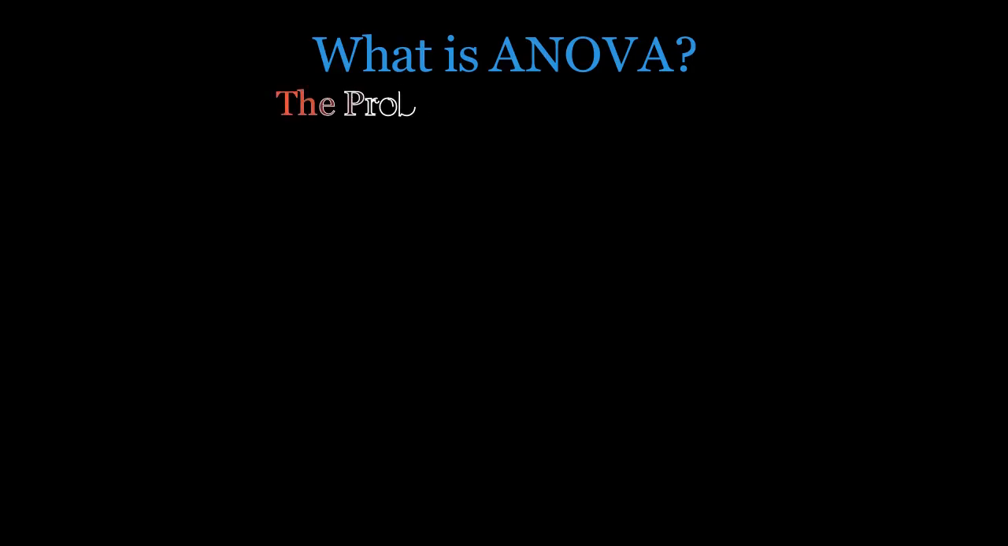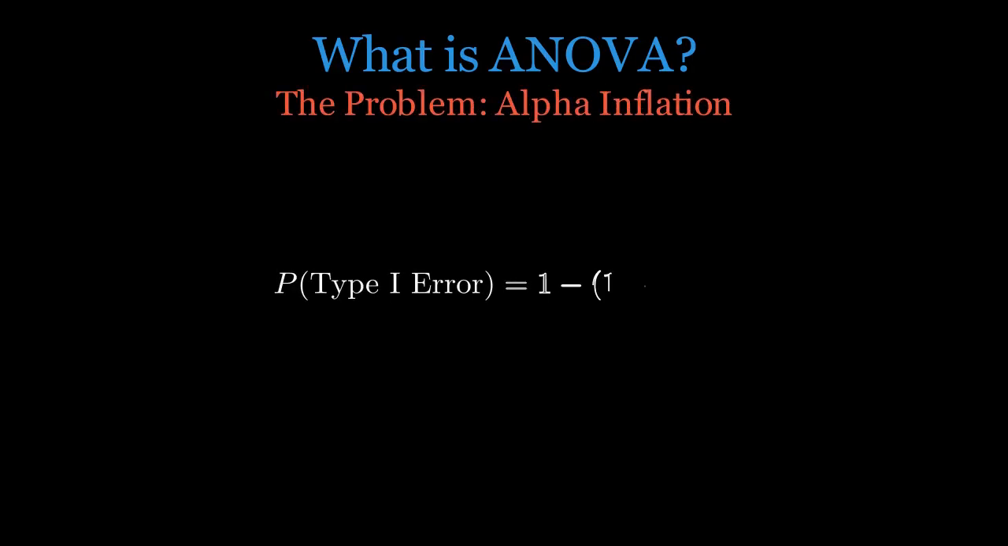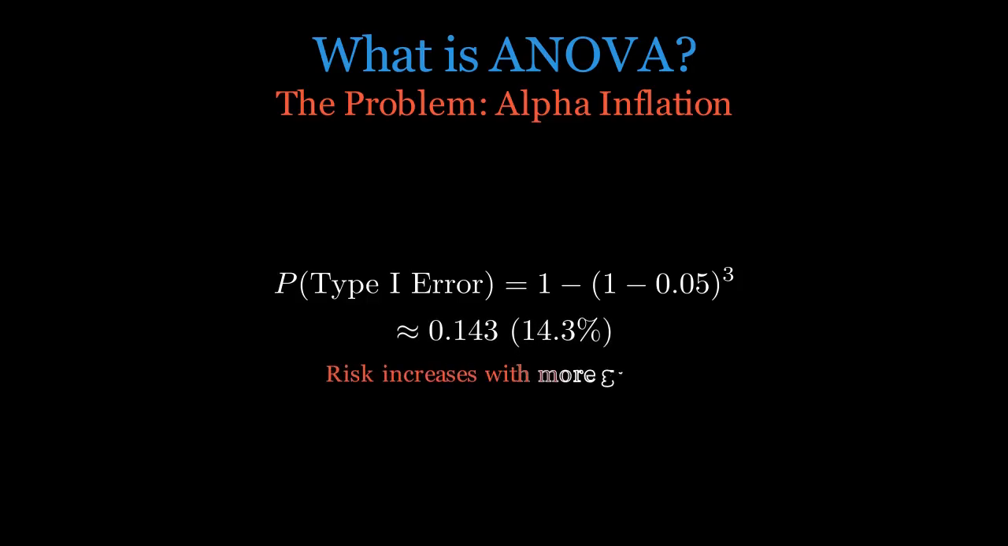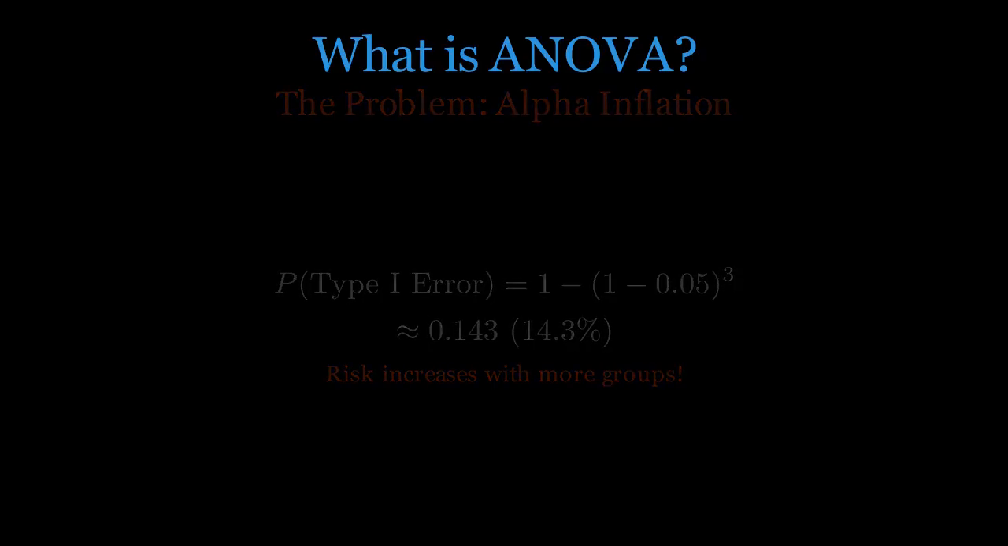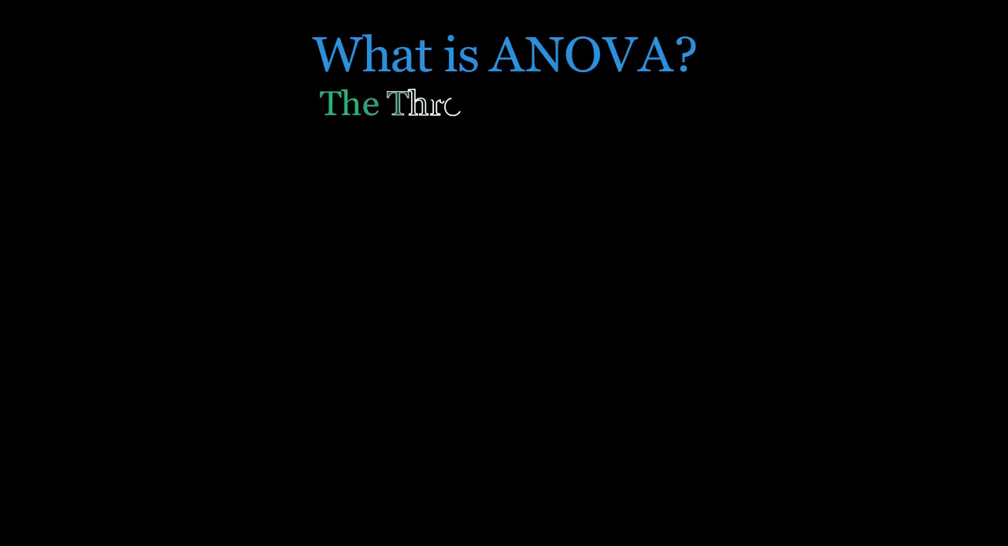Section 2. Why not just use multiple t-tests? This is a crucial statistical concept called alpha inflation. If you perform 3 separate t-tests at a 5% significance level, your overall chance of making a type 1 error, a false positive, actually jumps to about 14%. ANOVA solves this by looking at all groups simultaneously in a single test, keeping our error rate under control.